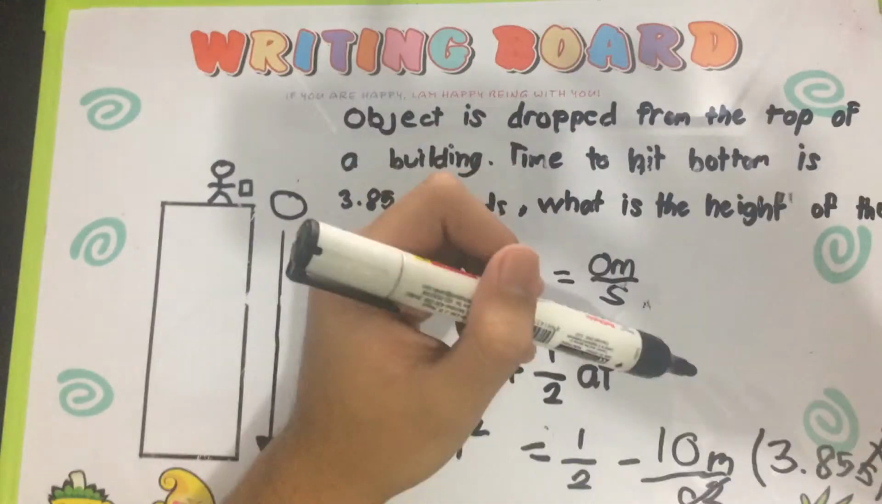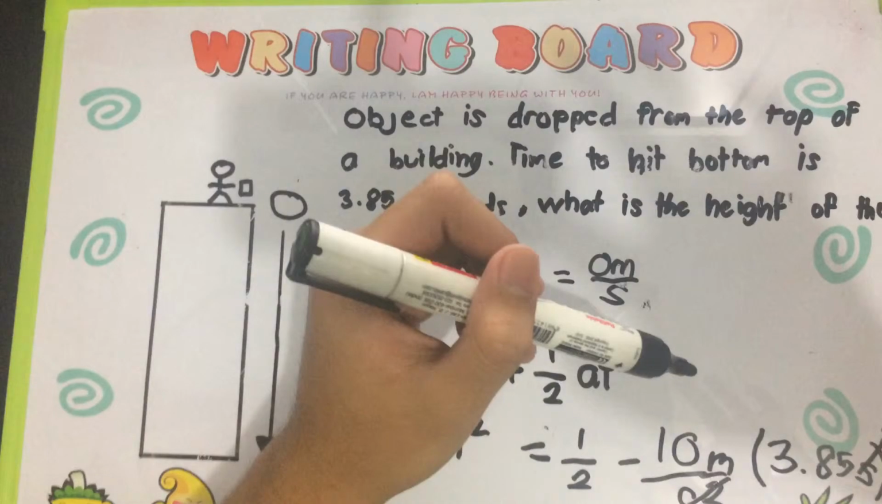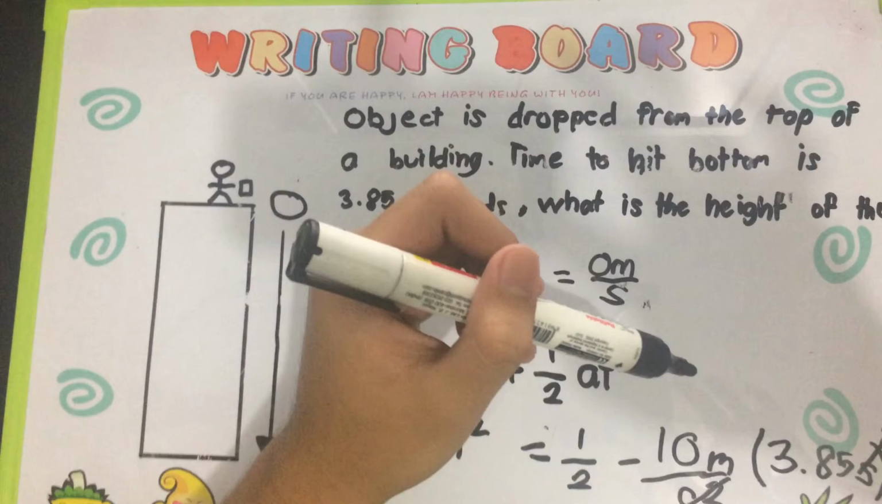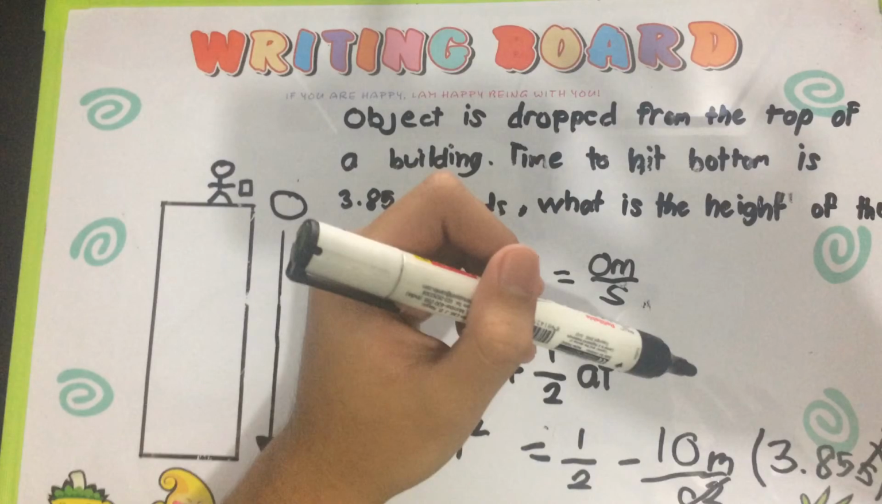So we're done cancelling the units, as you can see. Now we are left with y. You can see that this is the distance, and we have a negative number here. So we have negative 74 meters. And that is our distance and our final answer. This means that you're falling in the negative direction.